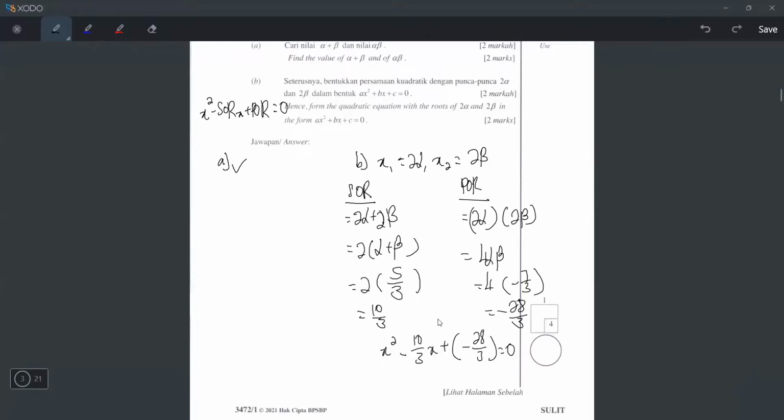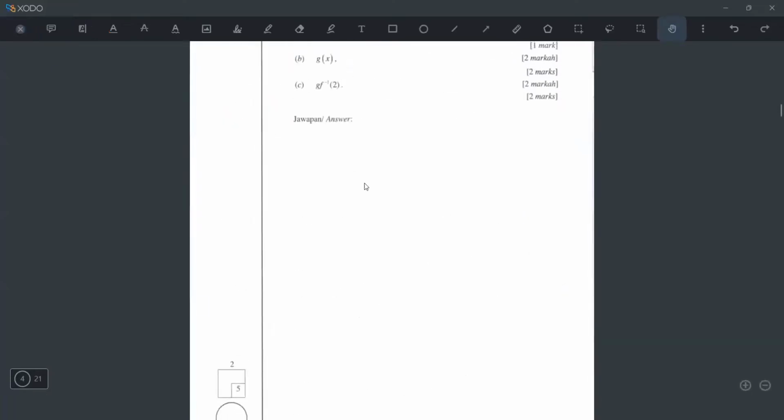All right. Okay, please don't stop here because you can take everything times 3. All right. So it becomes 3x squared minus 10x plus, okay, it's minus because plus minus becomes minus 28 equals 0. Right. And that should be your final answer. 3x squared minus 10x minus 28 equals to 0. All right. So let's move on.